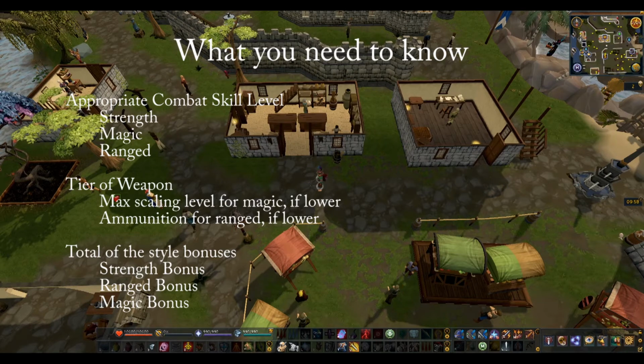If you're using ranged and the level of your ammunition is lower than the tier of your ranged weapon, then you should calculate using the level of your ammunition. Finally, you need to calculate your total strength bonus if you're using melee, your total ranged bonus if you're using ranged, and your total magic bonus if you're using magic.